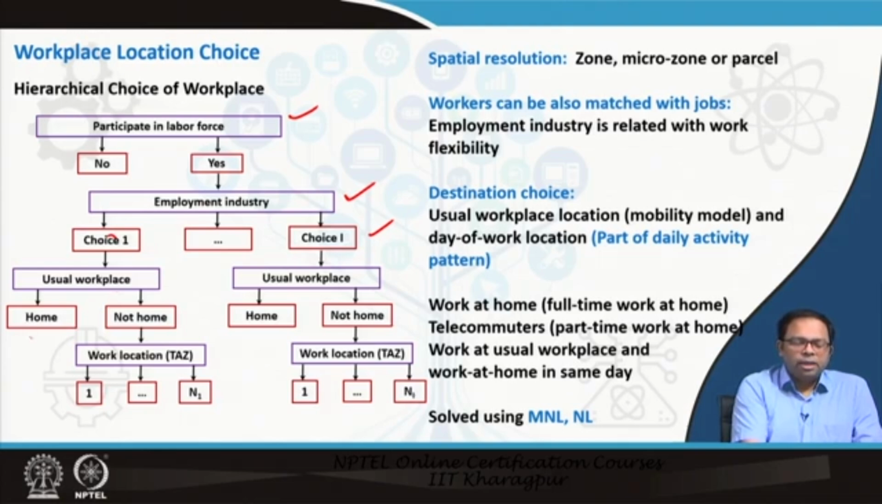So, it could be either home or not home, which means it's a factory or an office somewhere. And if it is not home, then his work location is location choice 1, location choice 2, location choice 3. This is based on this particular industry. So, for this particular employment industry, where are these industries located? This data set has to be present earlier, so it should be there in my land use data set.